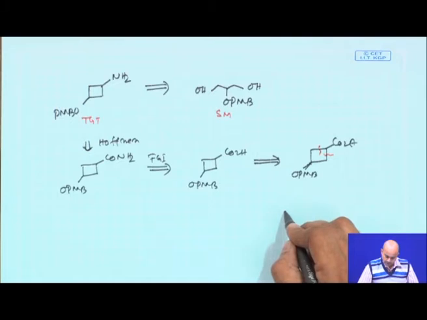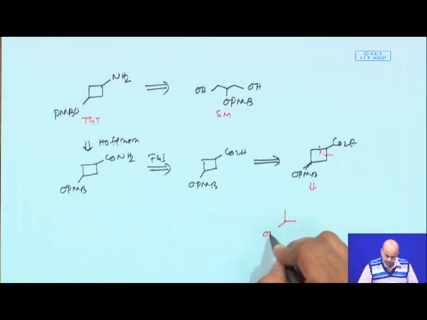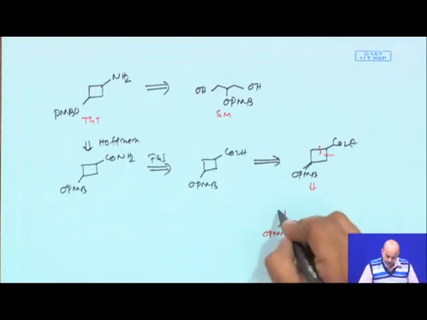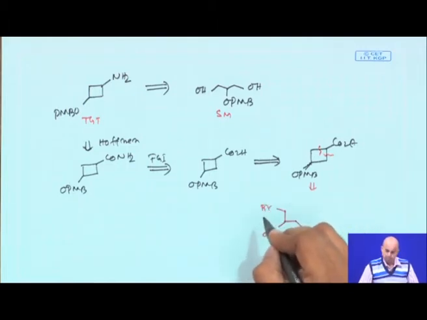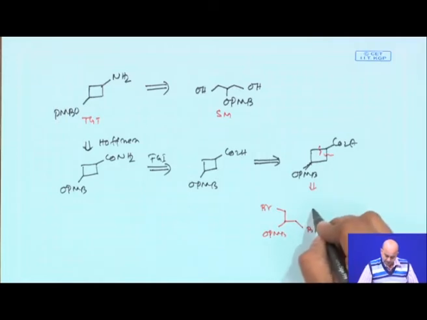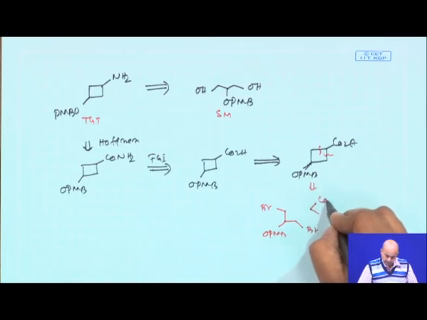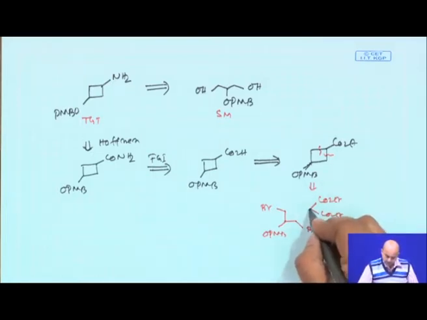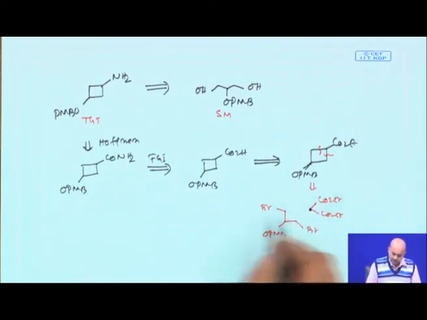and then we will do a disconnection, which is the main disconnection. With OPMB, we set CH2Br and CH2Br, or any good leaving group like iodo, and then here you will have a diethyl malonate kind of thing, which will basically give this particular carbon.